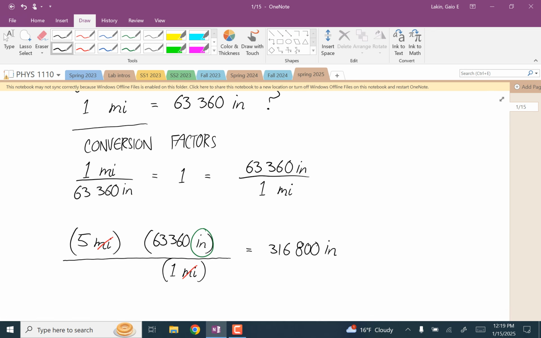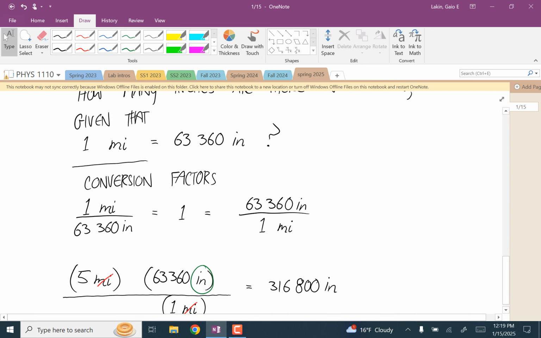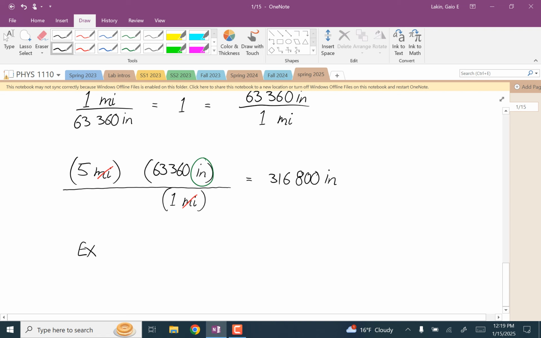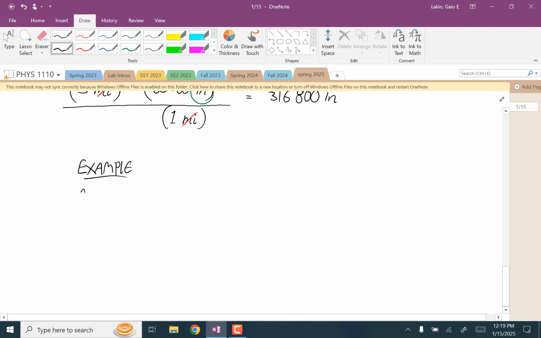Any questions about that? You can also do it in multiple steps. Maybe you don't know that there's 63,000 whatever inches in 1 mile. But let's say you know instead, so we want to convert 5 miles to inches, given that 1 foot is 12 inches.